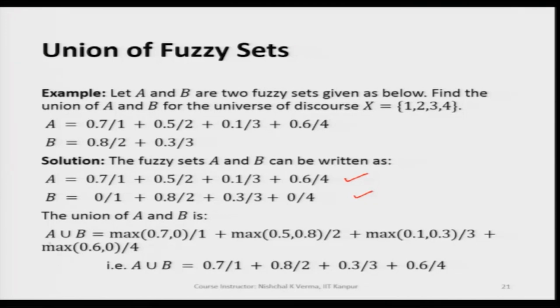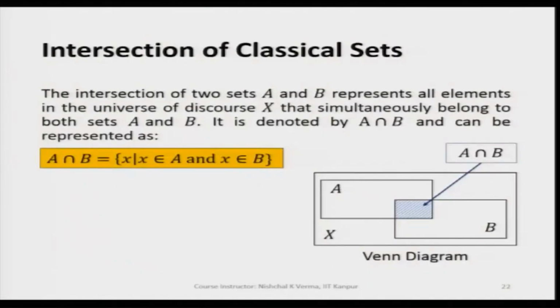So, if we apply this condition as A union B, if we take the union of these two fuzzy sets, we take the respective maximum of the respective membership values. So, here it is very clear that we have A union B, which comes out to be like this. This way we can quickly find the union of two discrete fuzzy sets as well.